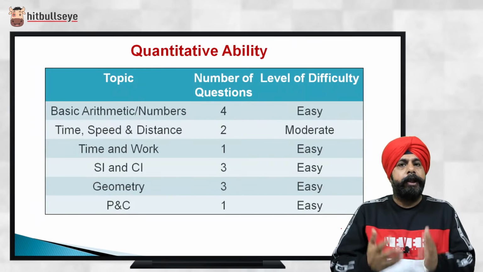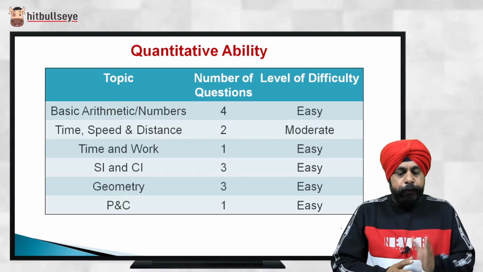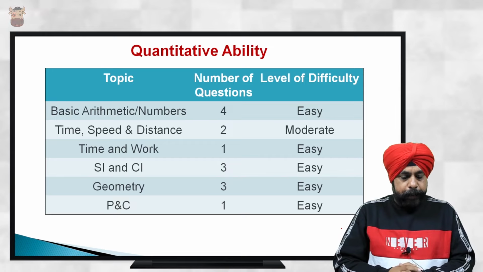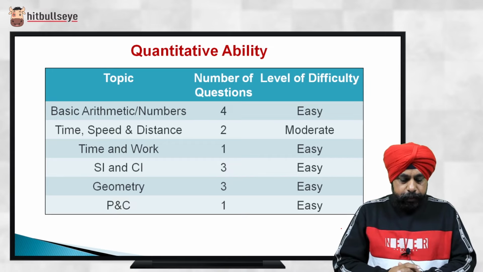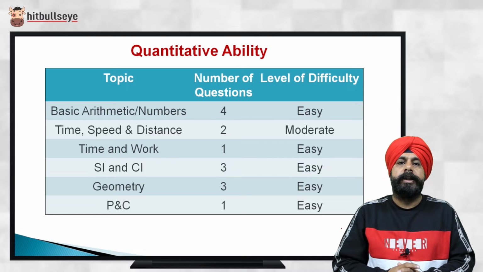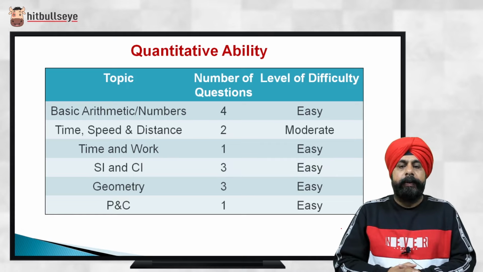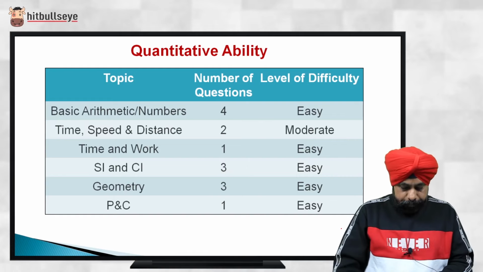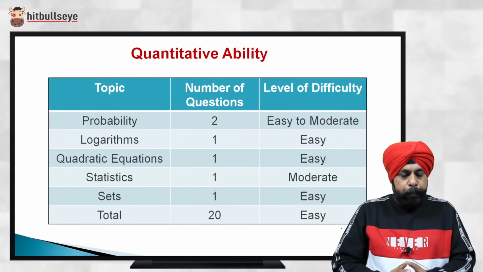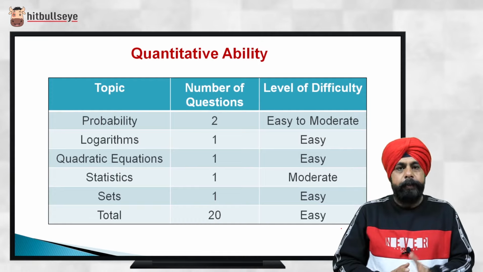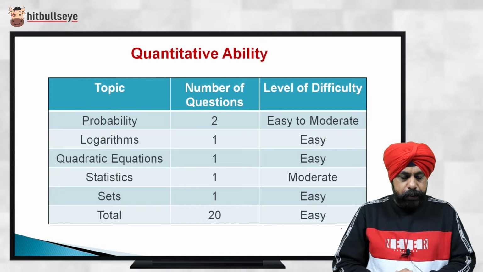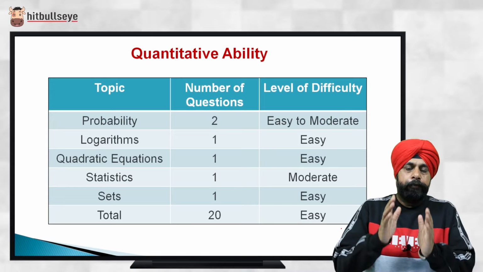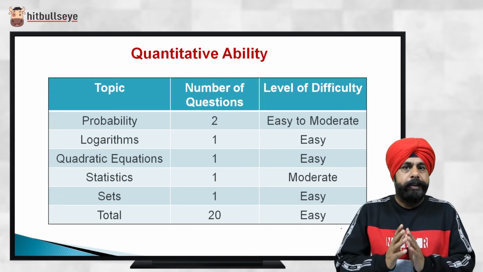People, talking about the 2021 actual TISSNET paper, there were 4 questions from basic arithmetic or numbers, time, speed and distance 2 questions, time and work 1, SI and CI 3 questions, geometry 3 questions, permutation combination 1 question. If you have a look at the level of difficulty, they all were easy except for the TSD questions, which were of the moderate level. Then probability 2 questions, logarithm 1 question, quadratic equation 1 question, statistics 1 question and sets 1 question. There were 20 questions in totality from the mathematics portion only, though the section is named as mathematics and reasoning section.